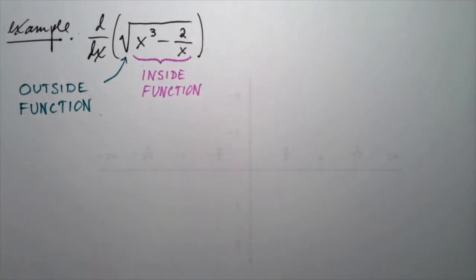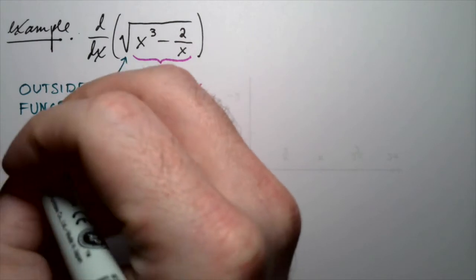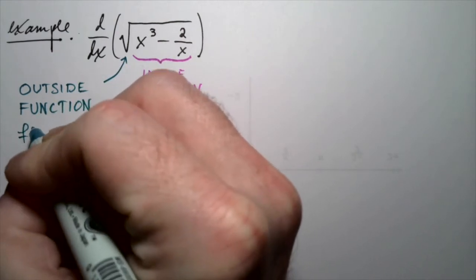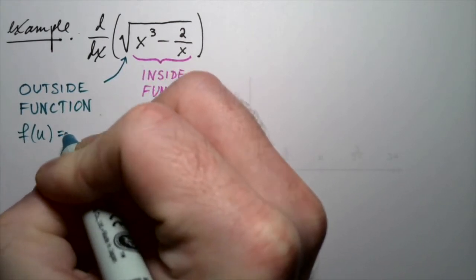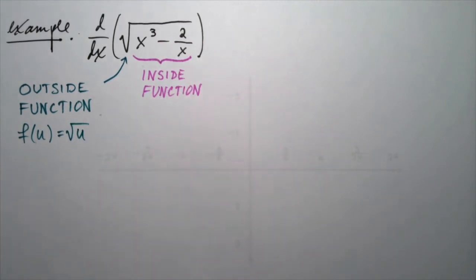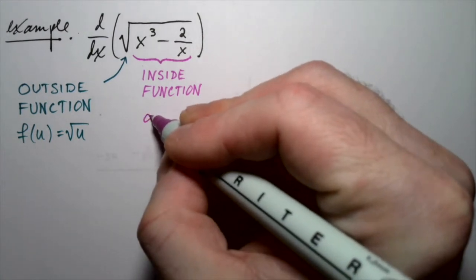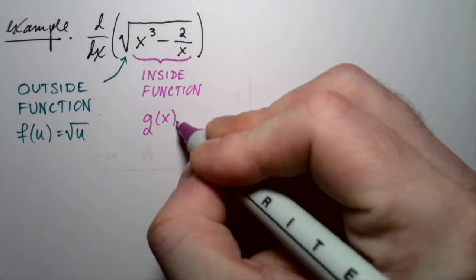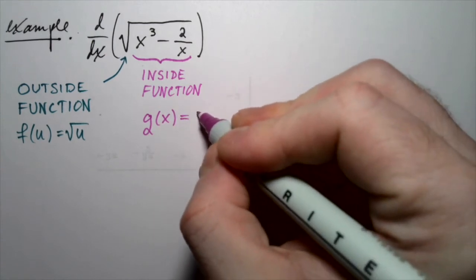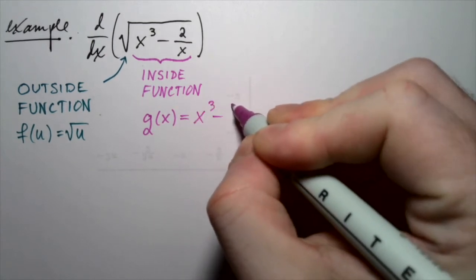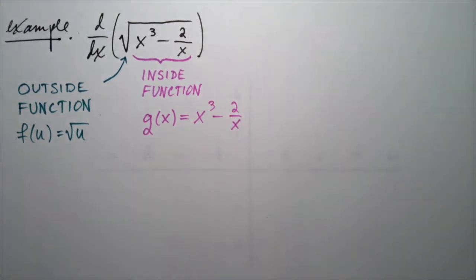So in other words, the outside function, if we're going to use the f notation, is just the square root function. It's the square root of something, in this case the square root of x cubed minus 2 over x. So that inside function, we'll use g for the inside function, that'll be just x cubed minus 2 over x. So we've separated what we're going to take the derivative of into an inside function and an outside function.